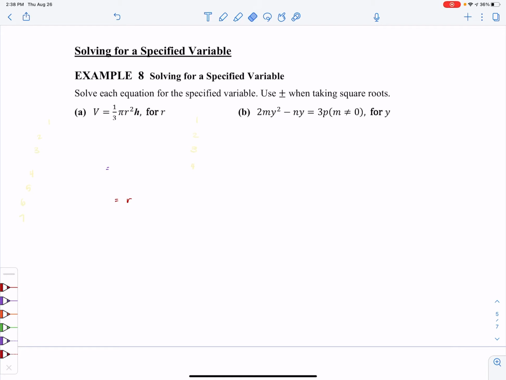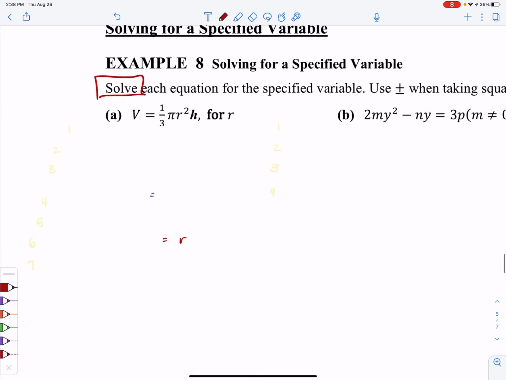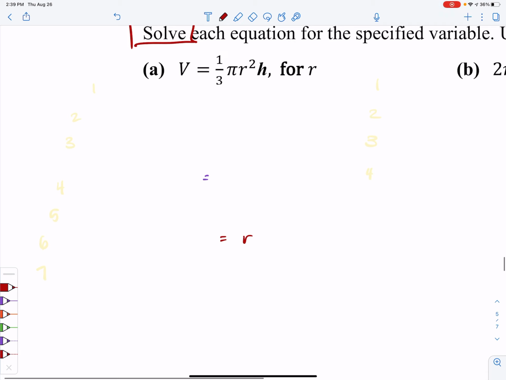Okay, so we're going to be looking at example number 8, and we'll notice first of all in the instructions that we want to solve each equation. Now we know that from earlier in this section, solve means to go find out what the variable is. This particular example says solve for the specified variable. So for the first question that we have here, we're going to be solving for r.